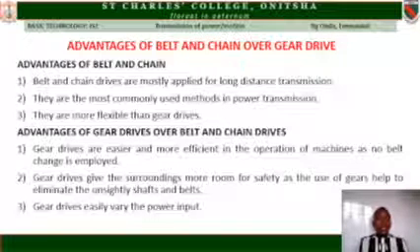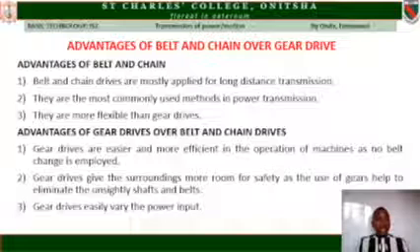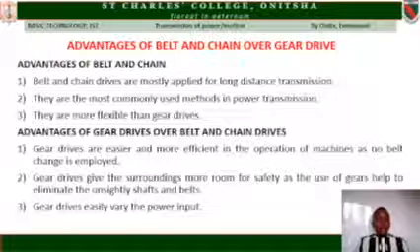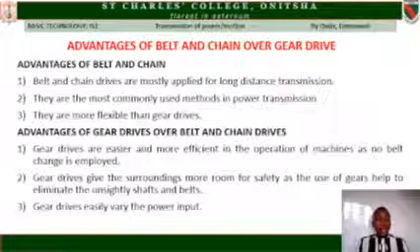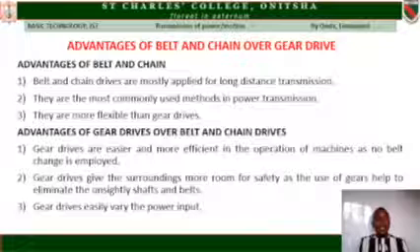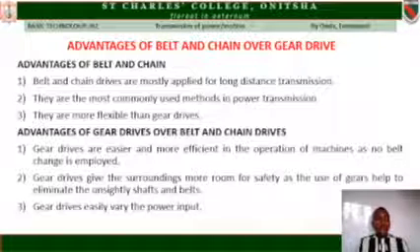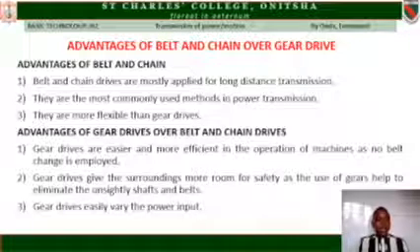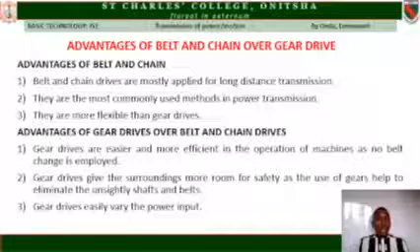Advantages of gear drives over belt and chain drives are as follows. One, gear drives are easier and more efficient in the operation of machines, as no belt change is employed. Two, gear drives give the surroundings more room for safety, as the use of gears helps to eliminate the unsightly shaft and belt. And thirdly, gear drives easily vary the power units.